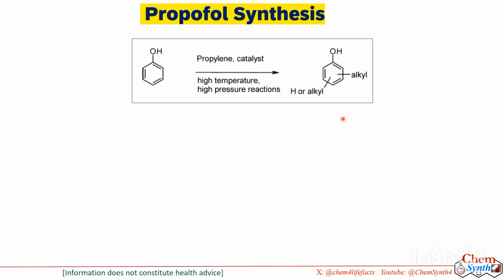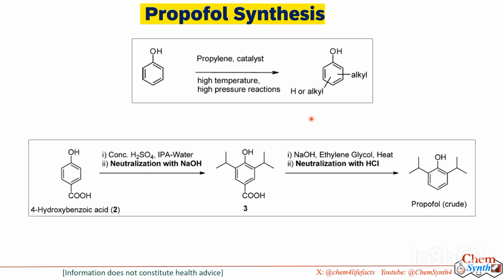However, the process includes some difficulty, like the possibility of over alkylation. So the target molecule contains alkyl group at the 2 and 6 position, but in this process it will give some quantity of 2,4,6 tripropyl group as well. So purification of the molecule was challenging. That's why in modern days the synthesis procedure includes this method where the starting material is para-substituted phenol.